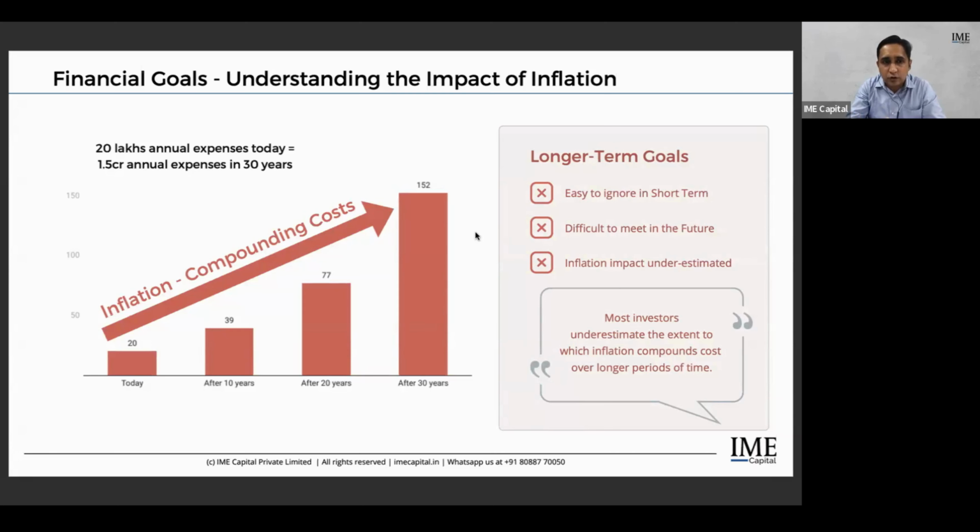Just to give you an example, an expense of 20 lakhs today won't be achievable in 30 years down the line. 20 lakhs may seem achievable today, but a 1.5 crore number may be something quite difficult. And that is really where the importance of planning for this in advance comes in, because inflation can really play a lot of havoc with the cost structures.